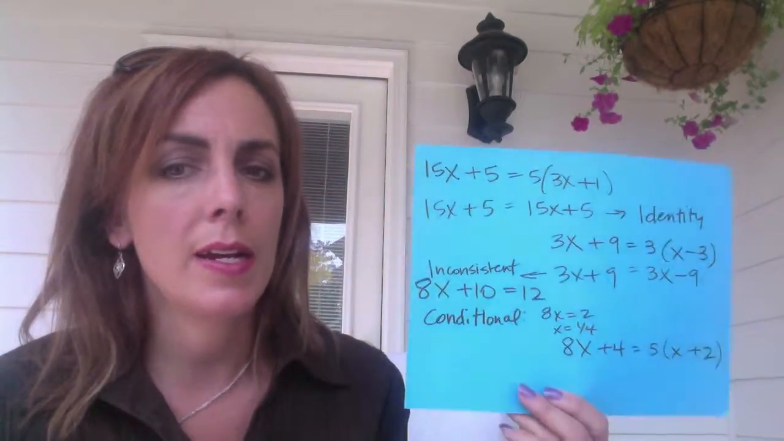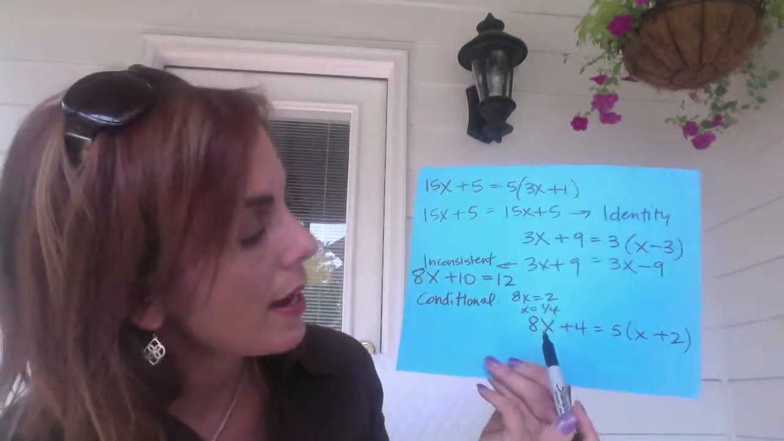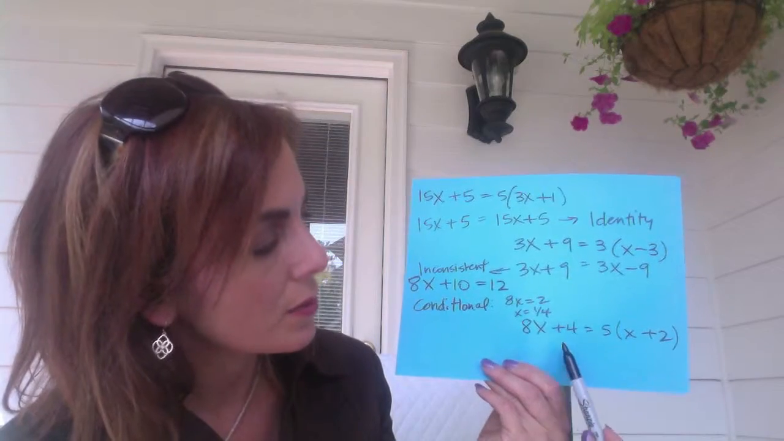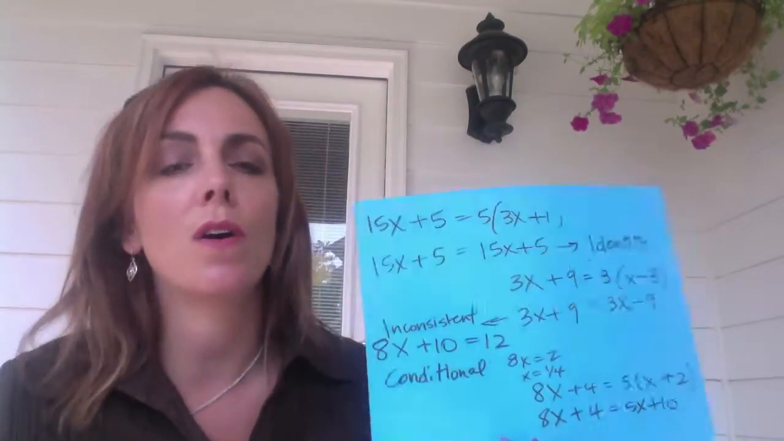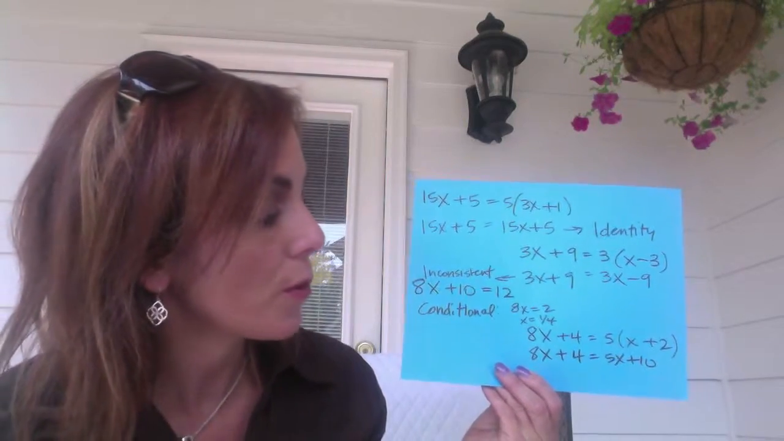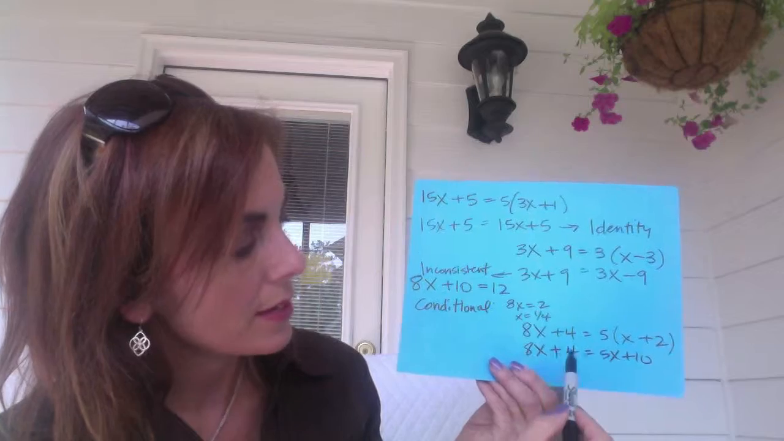Okay, and the last one, let's see, 8x plus 4 is equal to 5 times x plus 2. Okay, otherwise known as 8x plus 4 is equal to 5x plus 10. Different number of x's on both sides. I've got 8 of them on the left and 5 of them on the right, which means that I can solve for x and find the condition that this equation is true for. So let's go ahead and subtract the 5x and subtract the 4. We'd end up with 3x is equal to 6, x is equal to 2.